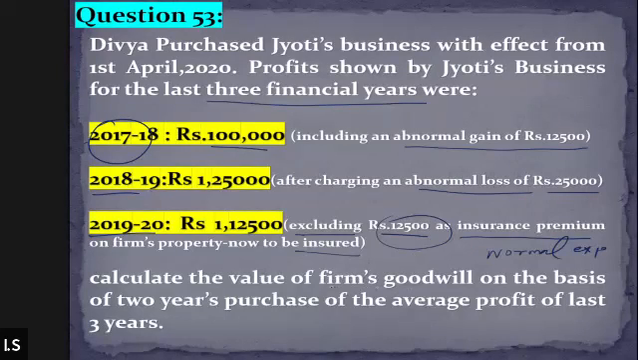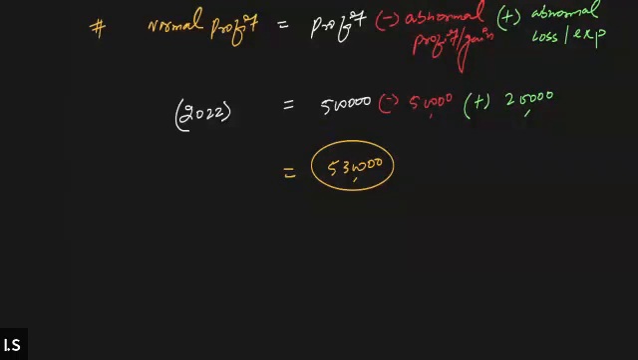Yes, sir. Okay, now the question wants us to calculate the firm's goodwill on the basis of 2 years purchase of the average profit of the last 3 years. All right, so the question is pretty much simple. Let me show you how to solve it. We basically need to find out the goodwill, and since the question requires us to find the average profit and then goodwill on the basis of 2 years purchase, the question is asking us to calculate the goodwill by the average profit method. So let me show you how to solve this question.